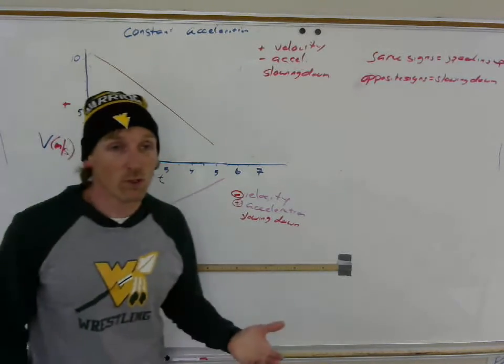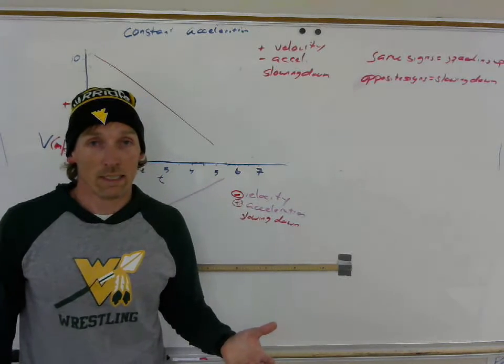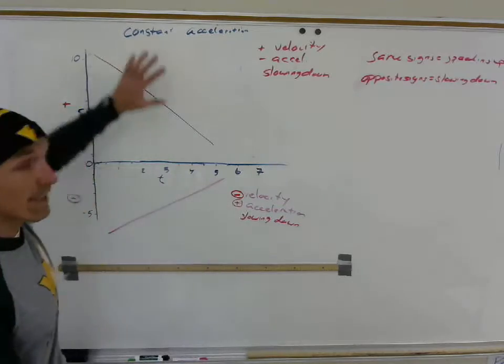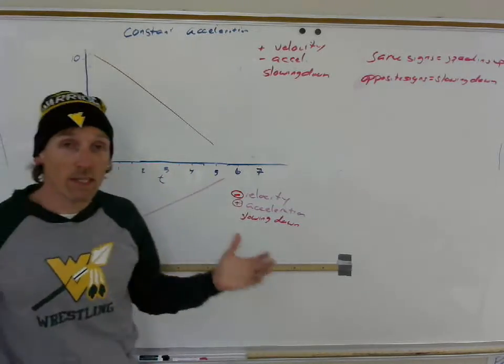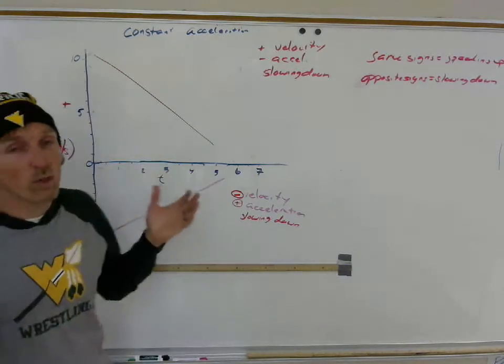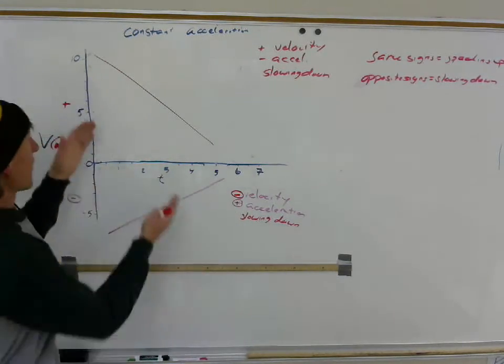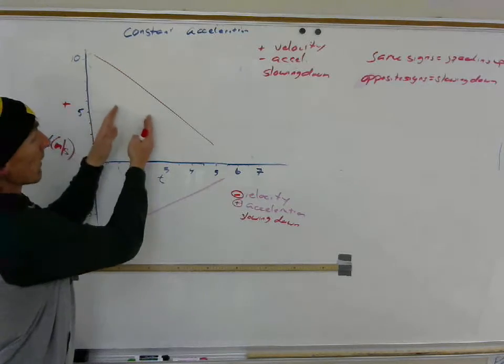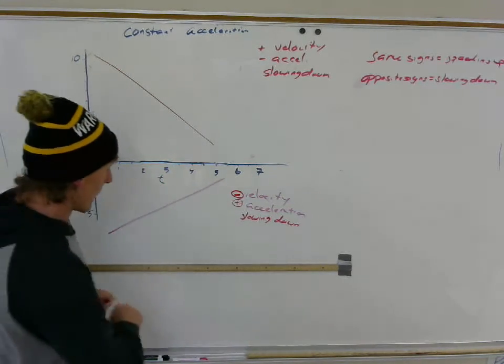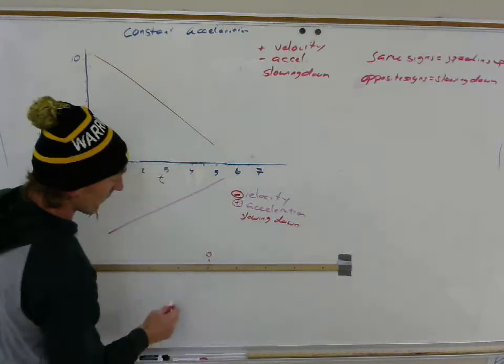Can they tell us if we're moving towards the origin or away from the origin? The answer should be no. We don't know for certain. If we had an XT graph to go along with this, then yeah, we can use that information to determine it. But if we have this by itself, we don't know. We just know we have positive velocity, so we're moving in the positive direction, but we're getting slower and slower and slower.